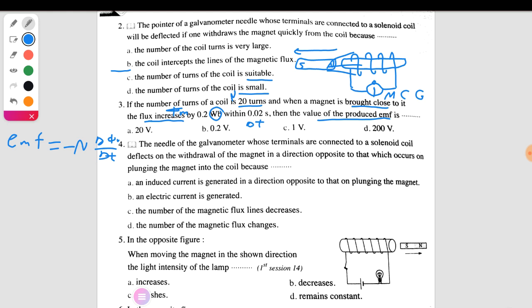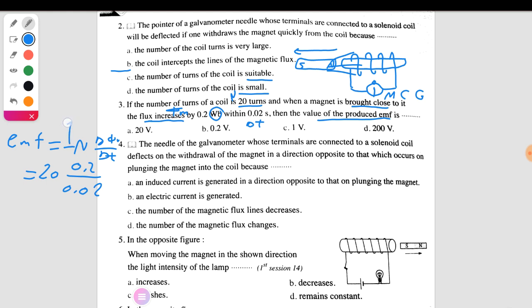In this state, the number of turns is 20. EMF equals 20 times delta phi m 0.2 divided by time 0.02. This is the method which can be used to determine the value of induced EMF.